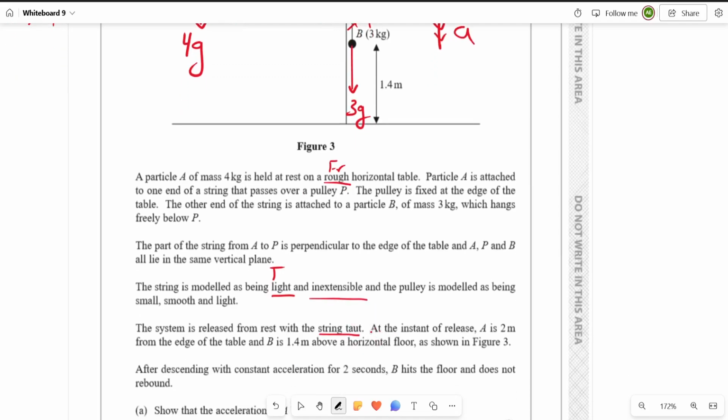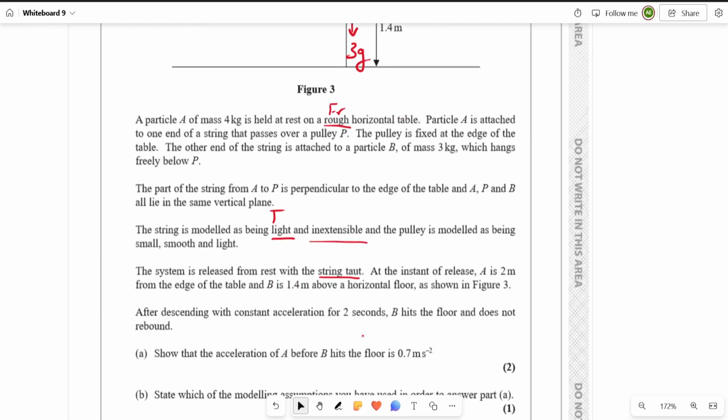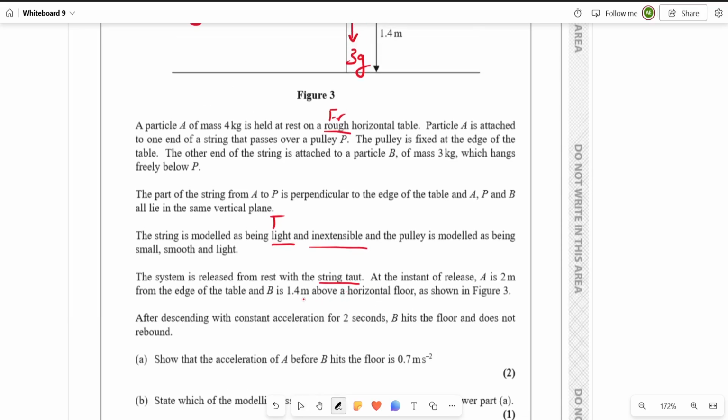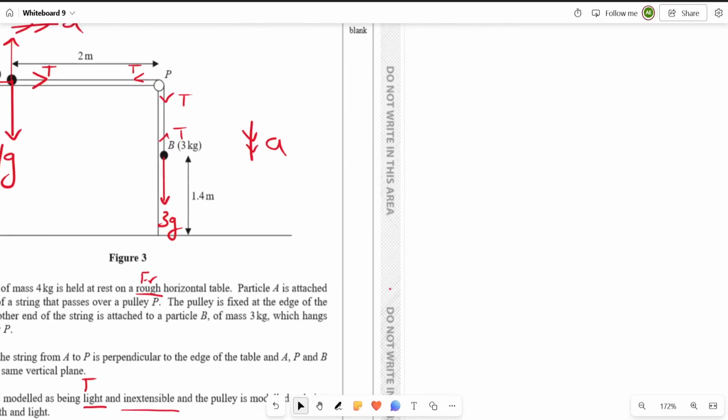Why B? Because it's easier. I can use kinematics to solve. Why? Because I know that the acceleration is constant, okay? B moved a distance of 1.4 until it reached the floor, and this took 2 seconds. And I know that B started from rest, so the initial velocity for B was 0. So this all screams kinematics. So let's see how we can approach this one.